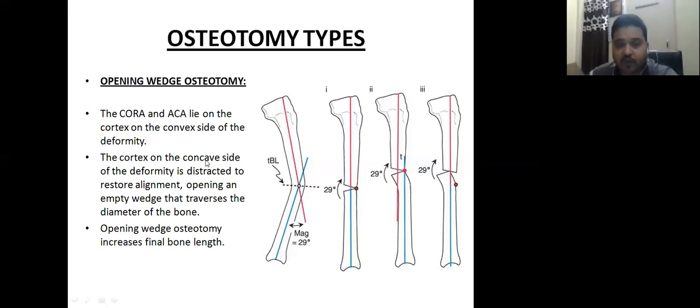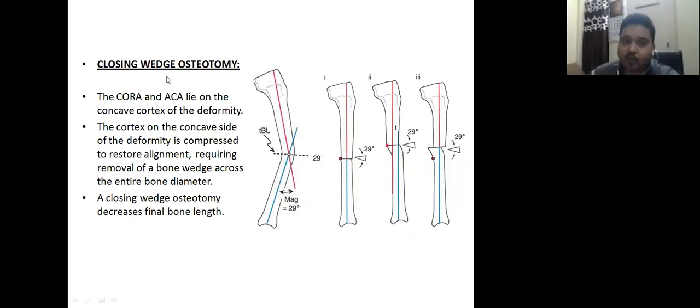The cortex on the concave side of the deformity is distracted, and the convex side is compressed. So this is an opening wedge osteotomy, and it always leads to restoring the final bone length, or may slightly increase the bone length. Next would be closing wedge osteotomy.